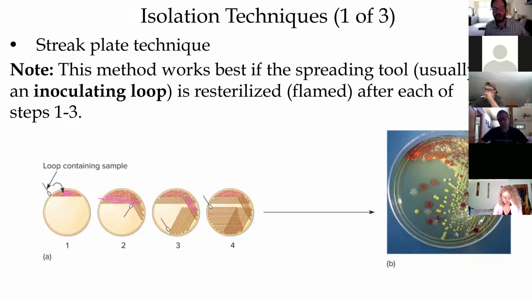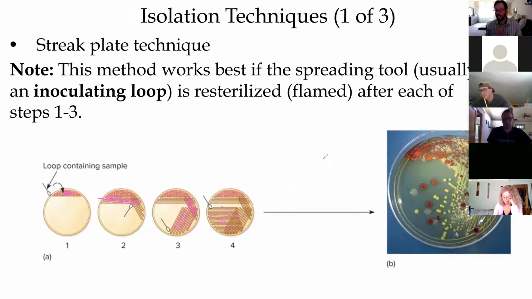Like that. Flame it again, and then go streak through it again. And each time you come up and you touch the previous streaks until you get toward the end, where now you're not going through any of your previous streaking, you're just streaking it on the plate by itself. Flame, and then do one last time here, okay?